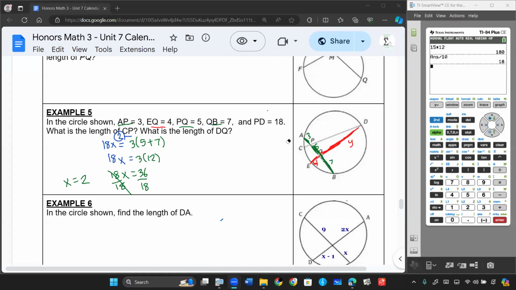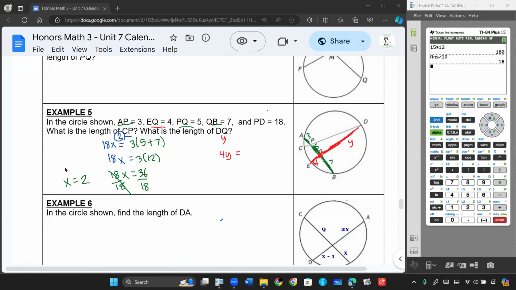Going back to just my original information here, I am going to put Y for that. You can see now that that cutoff point's not P anymore. It's going to be the letter Q. So I'm going to multiply the 4 and the Y, the 4 and the DQ. But I'm not going to set that equal to 3 times 12.